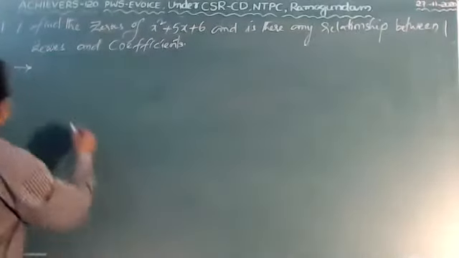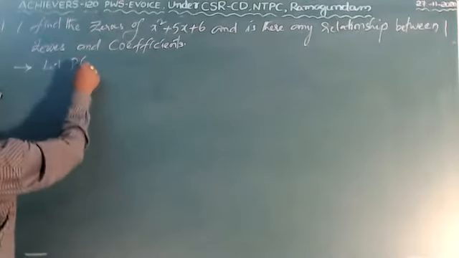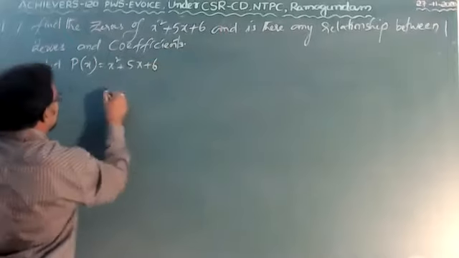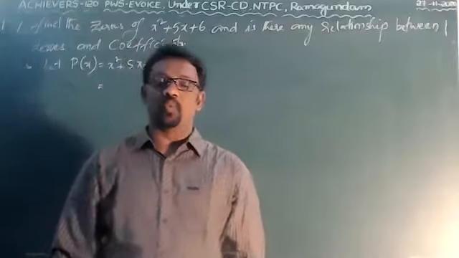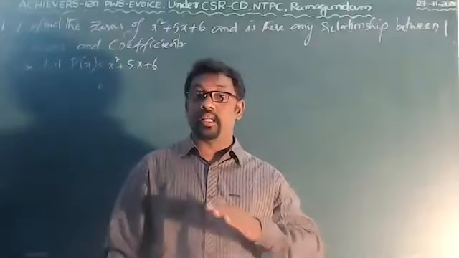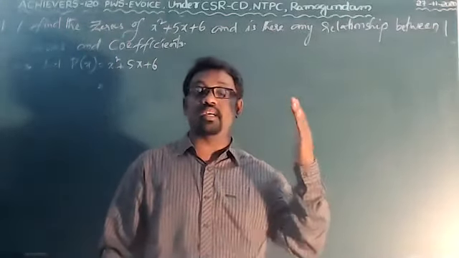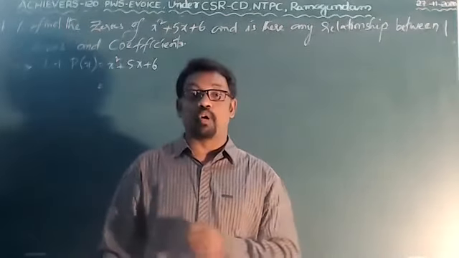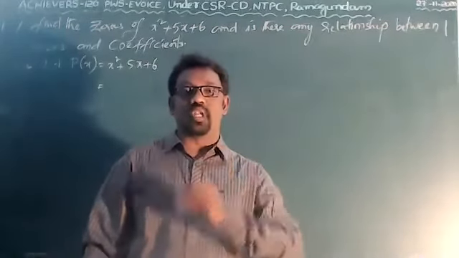Let p of x equal x square plus 5x plus 6. You people know the factorization, that is most important. In the 10th standard you should not have to learn it; from 8th to 9th class, separate chapters are there for factorization. It's the most important thing. By factorization, first we have to find the zeros.